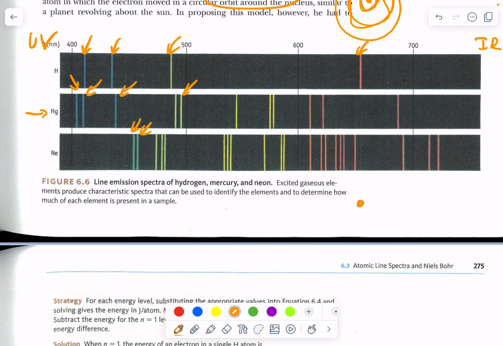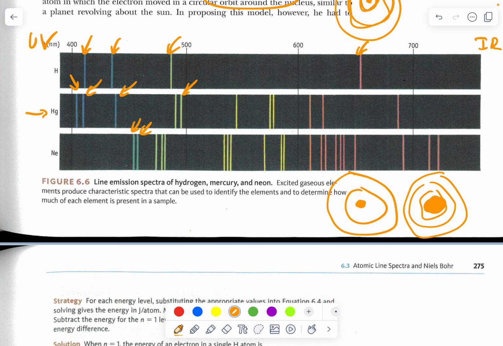For example, hydrogen, and I'll use a smaller circle for that, because it only has one proton, its energy levels are going to be kind of close. But for mercury, which is going to have a lot of protons, I'll represent the nucleus with the bigger dot, its energy levels are going to be in a different location. They're actually going to be a little bit closer than it is for hydrogen, and so forth.